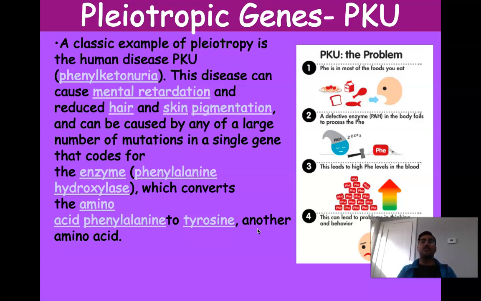A classic example outside of the two we just talked about is a disease called PKU. This disease comes up on the diploma and unit exams all the time. It's a disease that can cause mental slowing, reduced hair creation, and skin pigmentation changes. It's mutations on a single gene, but they can affect many, many traits throughout the entire body. Again, that's the definition of a pleiotropic gene: one gene, mutation or otherwise, that causes a wide-acting effect on the body. Many body systems get affected by it. It's not just one trait that gets affected, it's many traits.